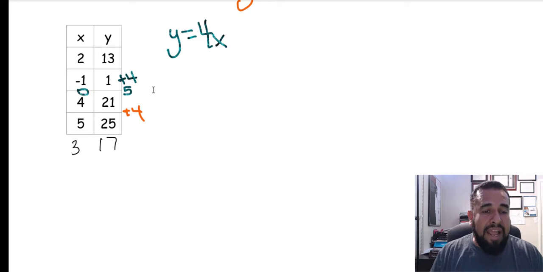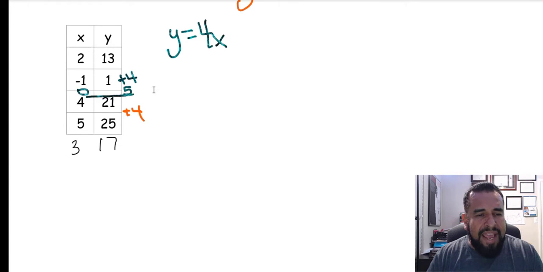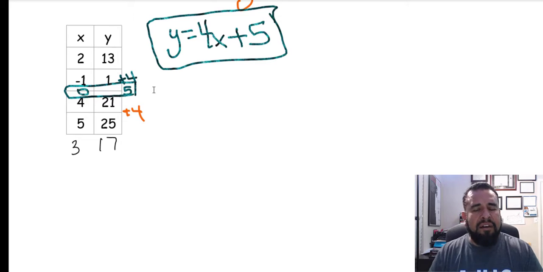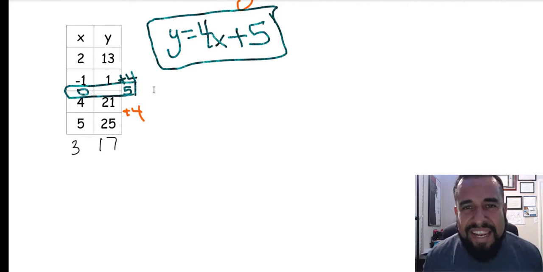So now I found what y equals when x is 0. When x is 0, it equals 5, and that means this right here is 5. And now I have the equation of this table. Huh? What did I tell you? Was that going to make it easy for you or what?